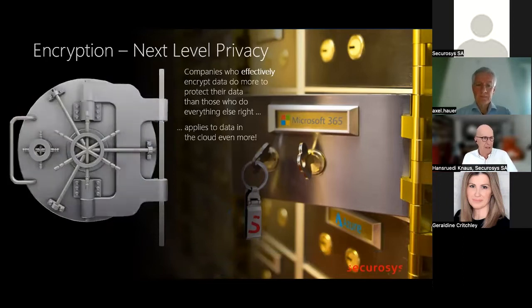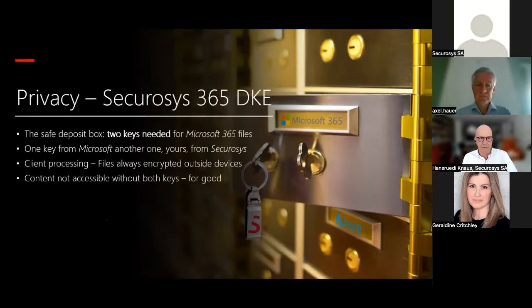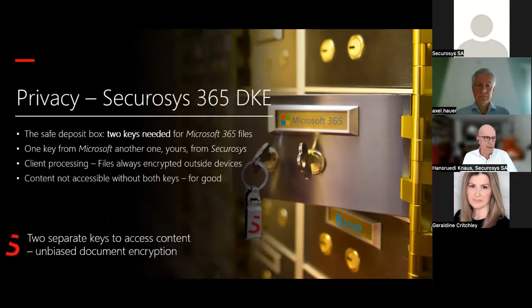So what is it? Securosys 365 Double Key Encryption. It is the safe deposit box. Two keys are needed to decrypt content for Microsoft data that's in OneDrive, in SharePoint Online, or in other containers. One key is ours, and the other key is the one of Microsoft.